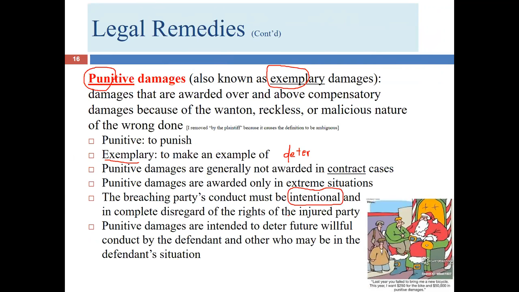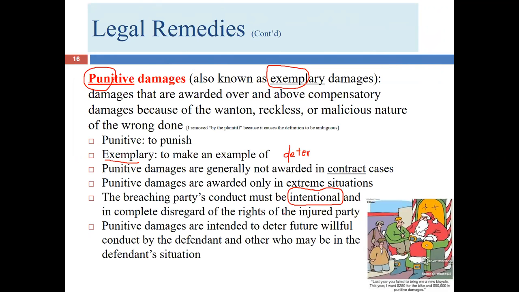That this action really violated the rights of the other person. Now, many contract breaches are intentional. Going back to the example of Al, who was trying to decide, do I send my widgets to Mary or do I send my widgets to Bob? Well, that was an intentional decision. He was deciding who he was going to breach. He knew he had to breach one of them, but he was choosing which one. Pretty darn intentional. But even under those circumstances, punitive damages are not going to be awarded in a contract case.